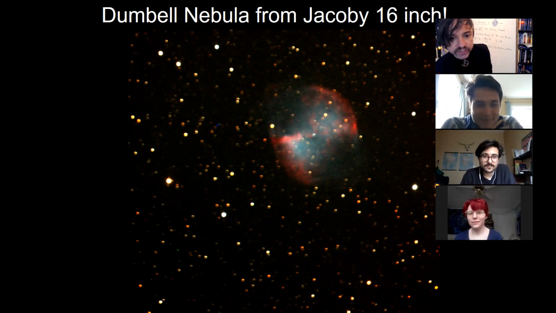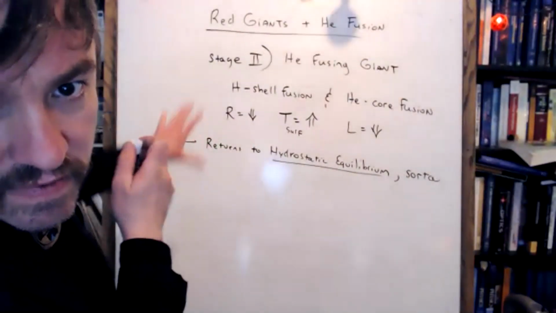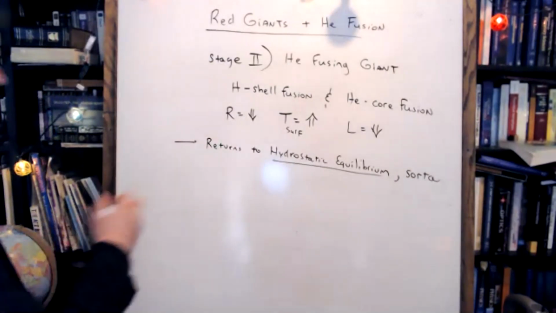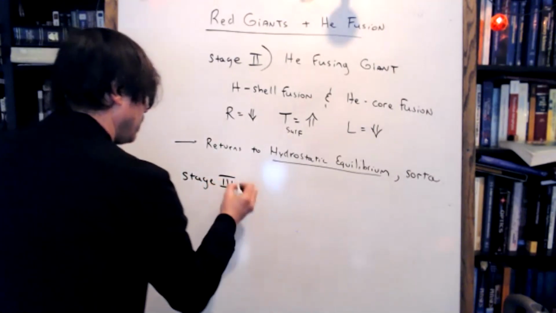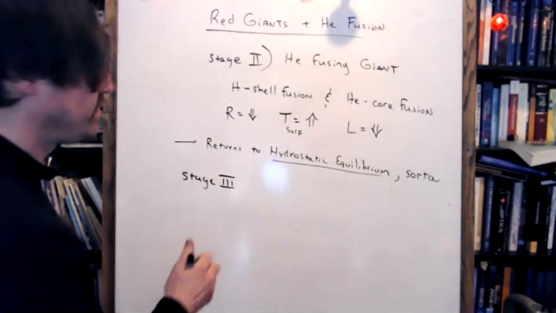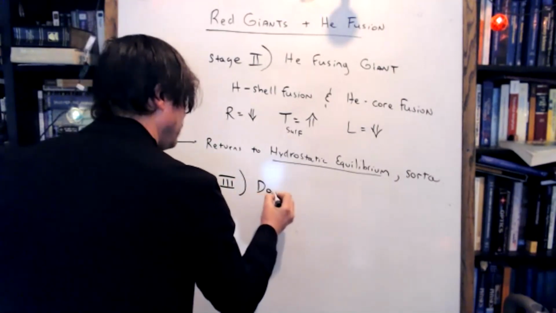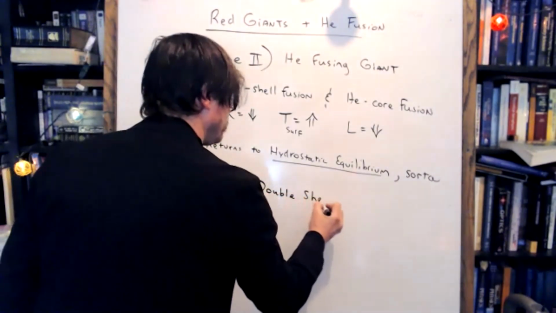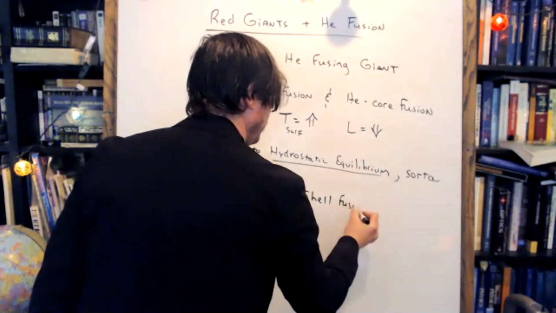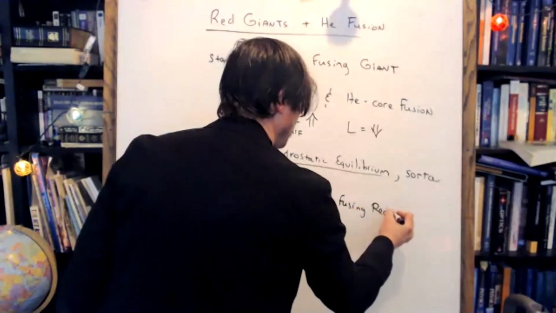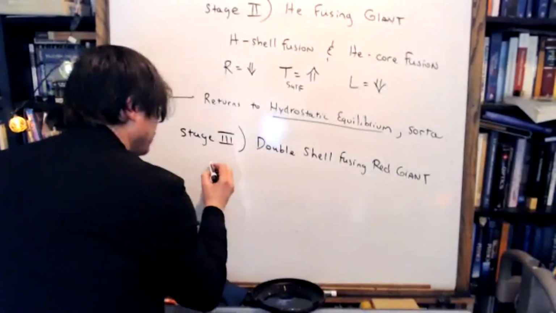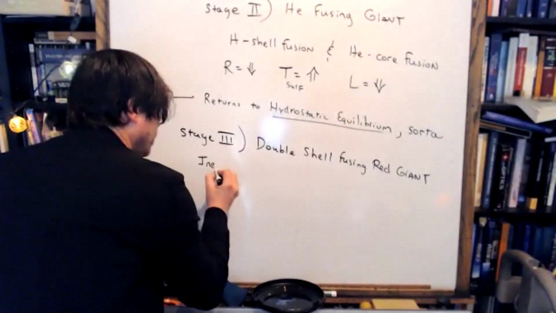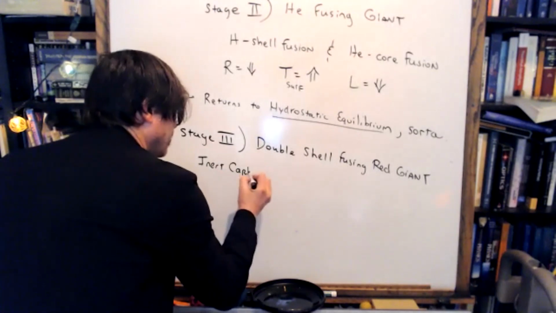Okay, before we end our lecture, let's finish the notes, okay? Stage 3. In stage 3 of our red giant, we call it a double shell fusing red giant. This is the third stage that our sun will eventually go through. What's happening here is we have an inert carbon core.